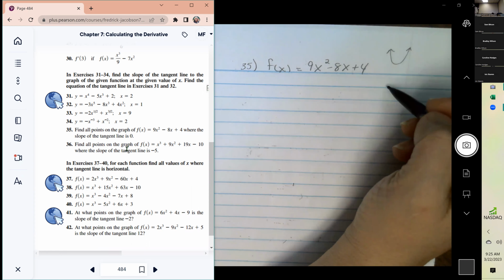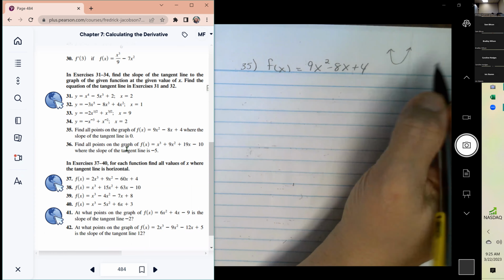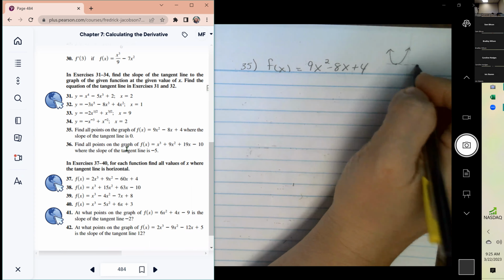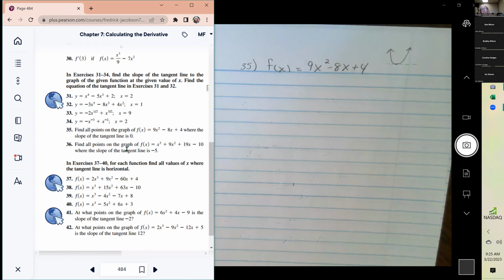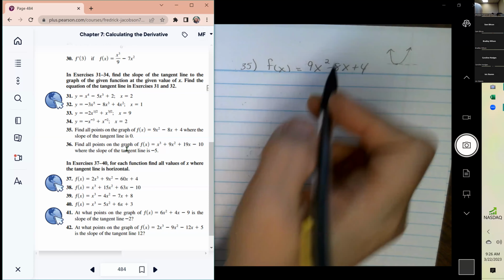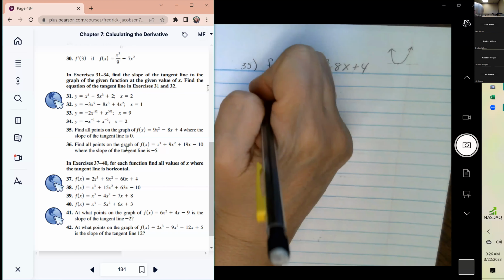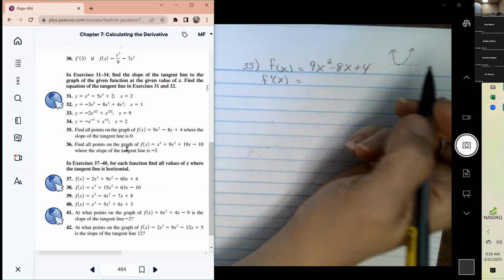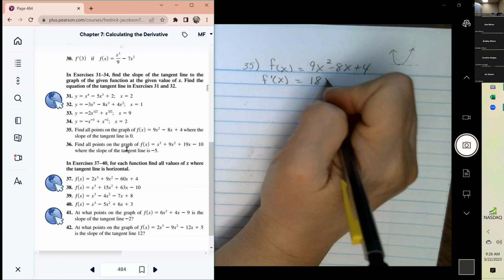If we are looking for the slope of the tangent line when it's 0, that's at the highs and lows. Because this is a parabola, we should only have one, because there's only one value where there's a peak. It's a low peak, so this would be a min. To find it, take your derivative. 18x minus 8.